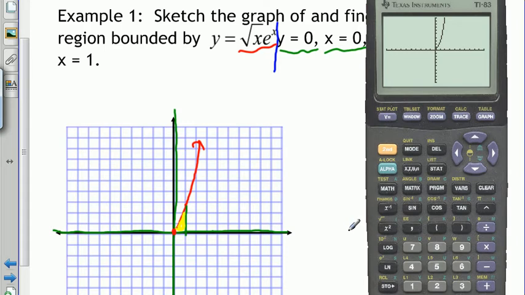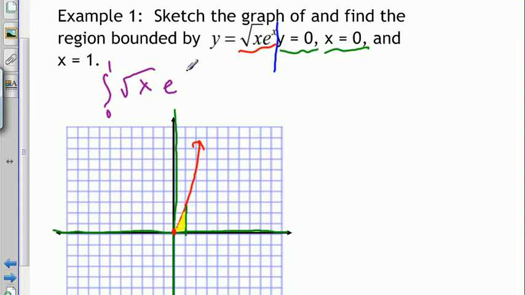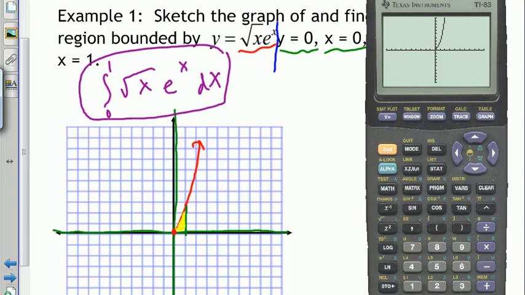And really what that is, well, if we were to write it out, it would be the integral from 0 to 1 of just x e to the x dx. That's really all we want. And we can call that y1 if we want.